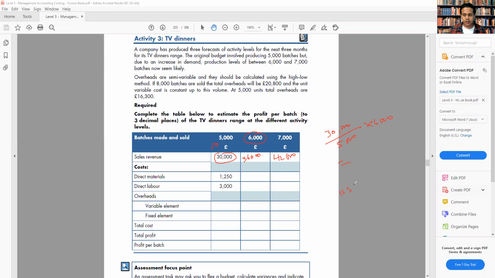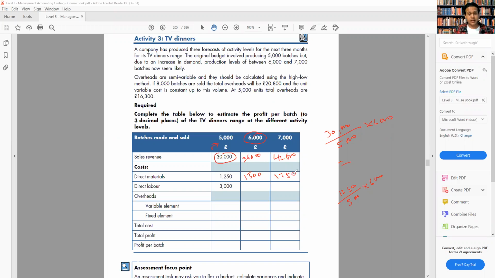1,250 divided by 5,000 times by 6,000. That will give you the cost for 6,000 for the direct material. 1,500. Very well done. Very well done, D. So can I have the next one for the 7,000? How much will be the direct material cost for the 7,000? 1,750. Very well done, Annie. 1,750.